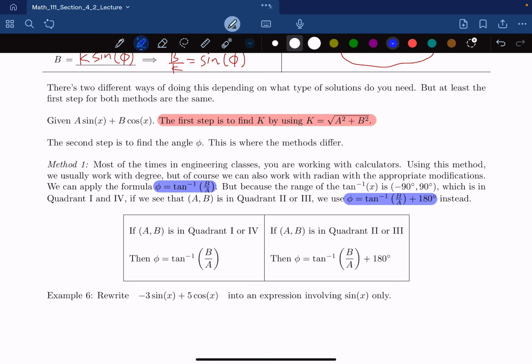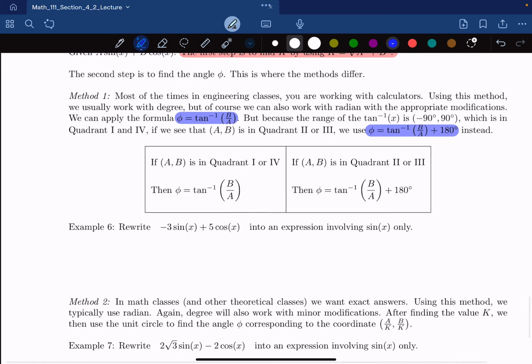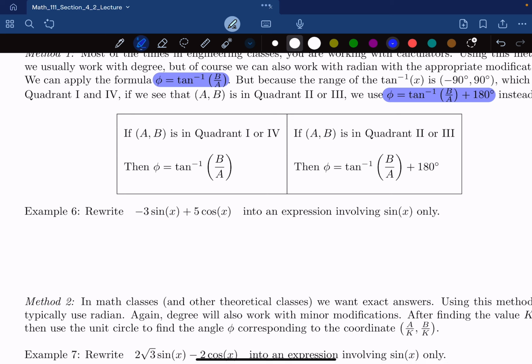All right, so let's see a quick example. The wording here is: rewrite this expression into an expression involving sine only. This is the version of the question that the book used, and of course this is the one I'll be using. The solution is fairly simple. Let's calculate our k first. The k value is equal to the square root of a squared plus b squared, right? Here a is the coefficient of sine, and b is the coefficient of cosine.